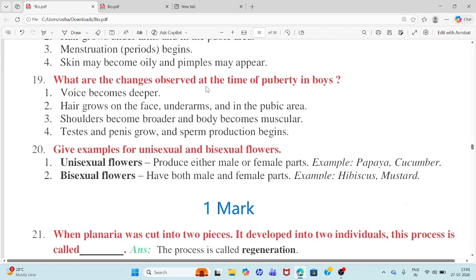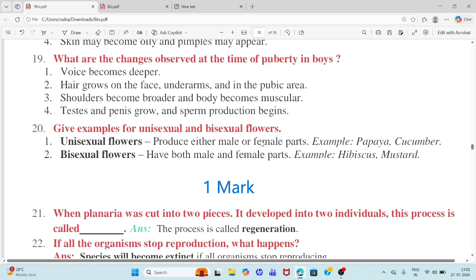19th question. What are the changes observed at the time of puberty in boys? Voice becomes deeper. Hair grows on the face, underarms, and in the pubic area. Shoulders become broader and the body becomes muscular. Chest and penis grow and sperm production begins. So these are the changes observed in boys.